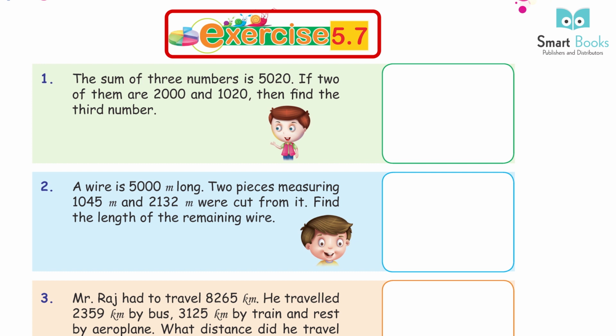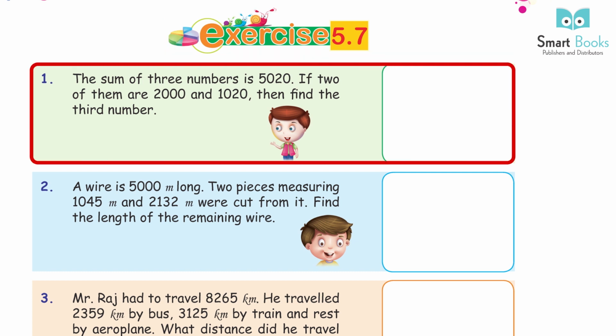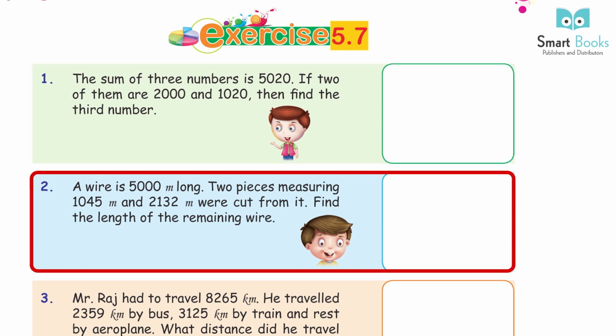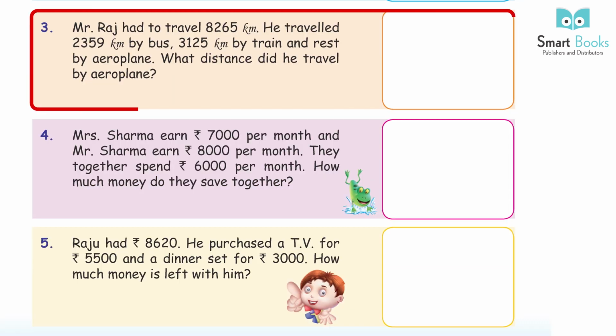Exercise 5.7. Question 1. The sum of three numbers is 5,020. If two of them are 2,000 and 1,020, then find the third number. Answer 2,000. Question 2. A wire is 5,000 meter long. Two pieces measuring 1,045 meter and 2,132 meter were cut from it. Find the length of the remaining wire. Answer 1,823.